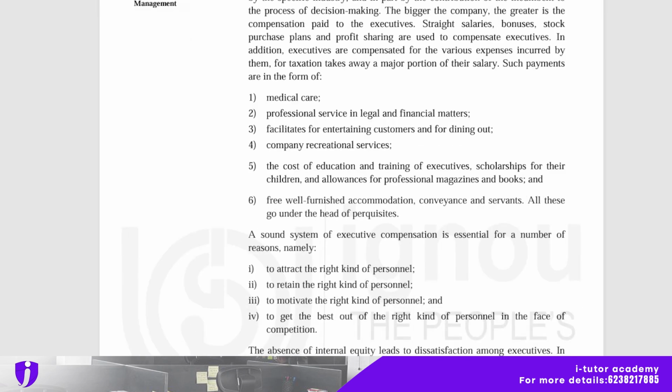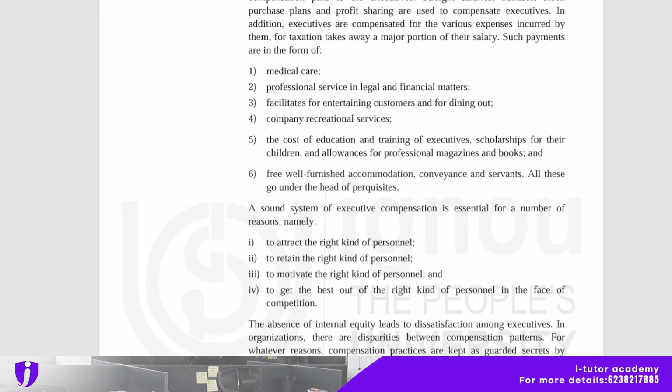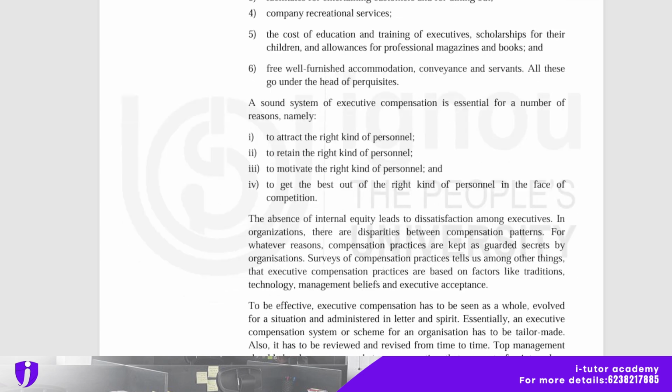perquisites. And a sound system of executive compensation is essential for a number of reasons, because it helps to attract the right kind of personnel, to retain the right kind of personnel, to motivate the right kind of personnel, and to get the best out of them in the face of compensation. The absence of internal equity leads to dissatisfaction among executives. In organizations, there are disparities between compensation patterns.